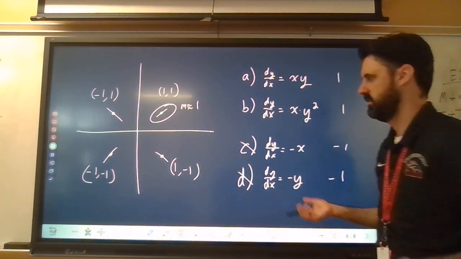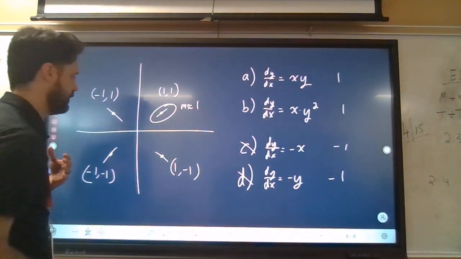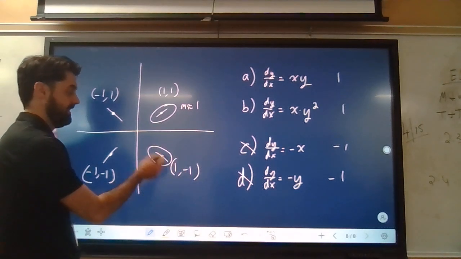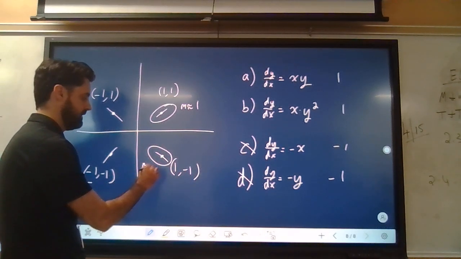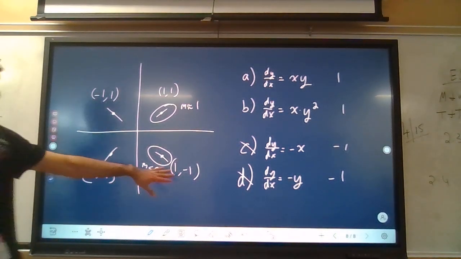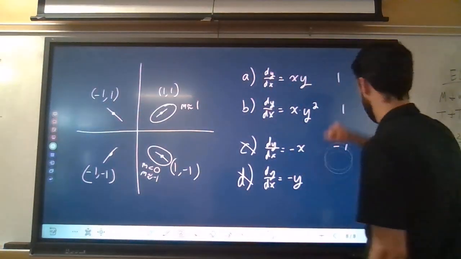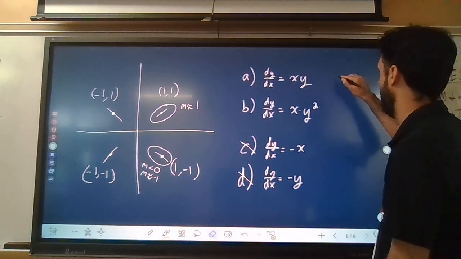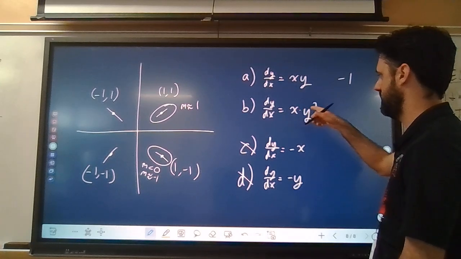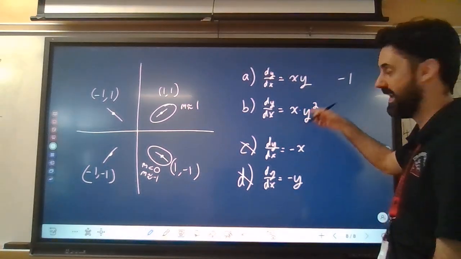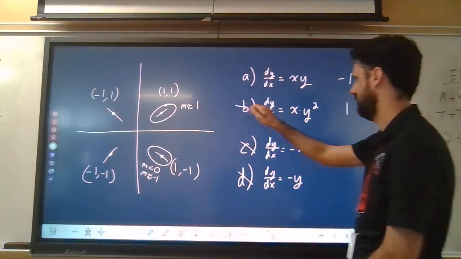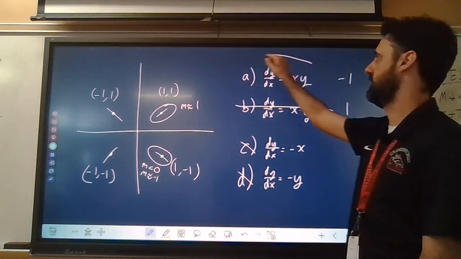And now I just kind of pick one. We got a few options. I'm going to try this one. So at the coordinate point 1, negative 1, there's a negative slope here, right? M is less than 0. It might be negative 1 or something like that, but we don't know the exact value. So I'm going to plug in 1 for x and negative 1 for y, and I get negative 1 here. 1 times negative 1 is negative 1. But here, if I did 1 times negative 1 squared, squaring the negative makes it positive, times 1 is 1. But we had a negative slope, so it's not B. A would be the answer of this one right here.